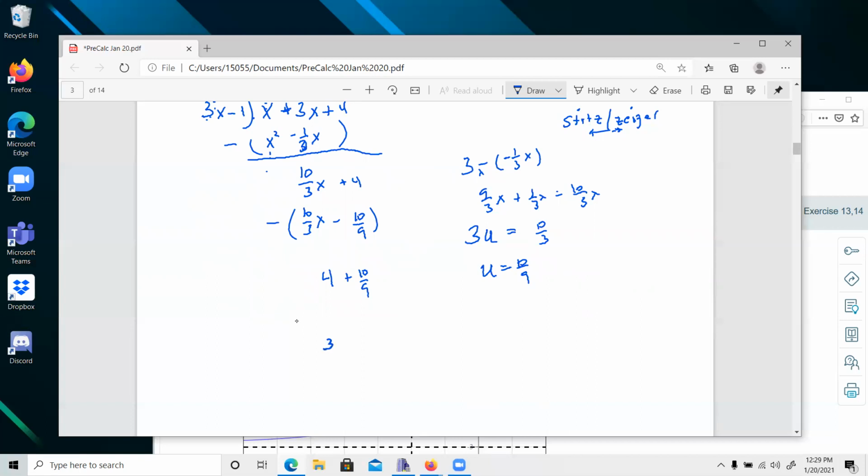Okay. So 4 is a fancy way to write 36/9.